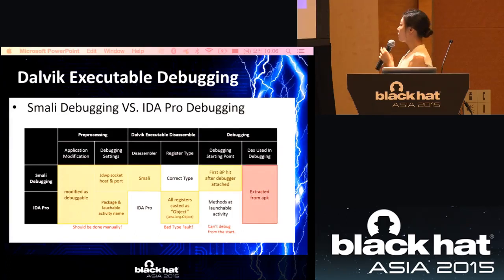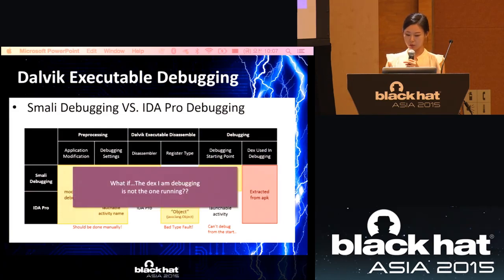But the main problem we want to talk about in this session is that the DEX used in debugging in both debuggers is extracted from the APK. But what if the DEX I'm debugging is not the one really running on the smartphone?